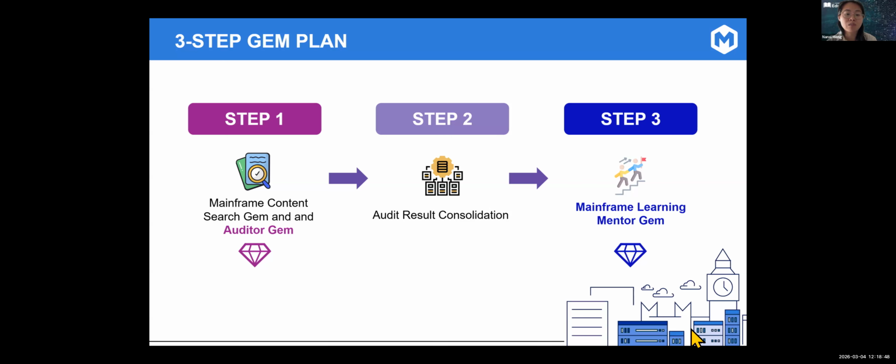This file was fed into our step number 3, building the mentor gem, as a reference. So the learning mentor gem is able to search out the information in real time based on the questions asked. This mentor gem will also be forced to actually look into the audited result to see which learning materials to recommend to the learners will be the most updated and relevant.